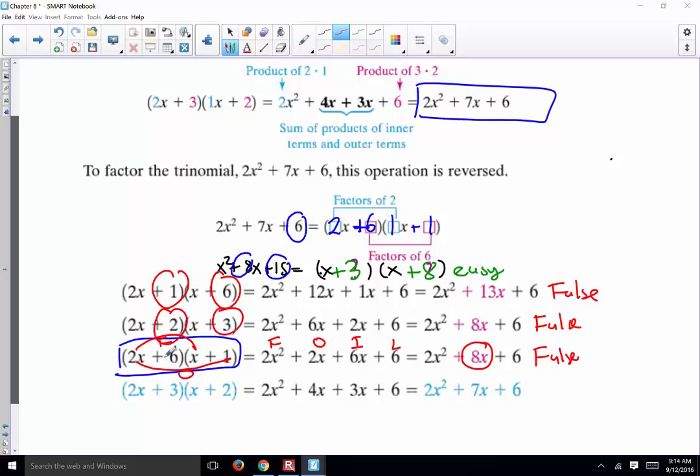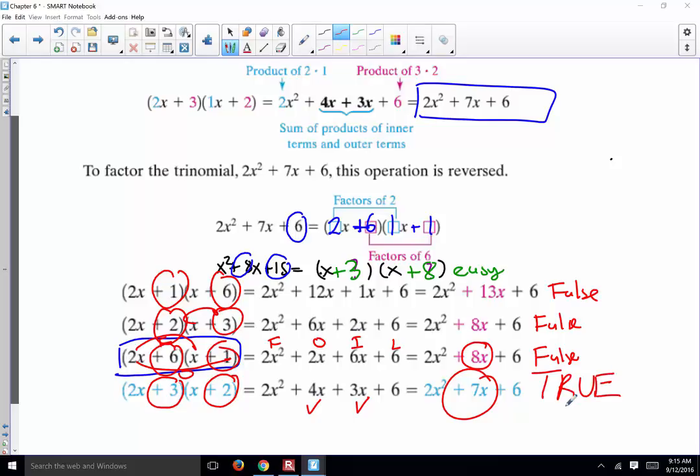Again, 6 and 1, this time the order is reversed. You put the 6 first, 1 next. And then eventually, this is the last chance you have. 3 and 2. You flip this order and make 3 first, 2 next. When you try this and FOIL it, you get 4x and 3x, and voila, this is the true case.